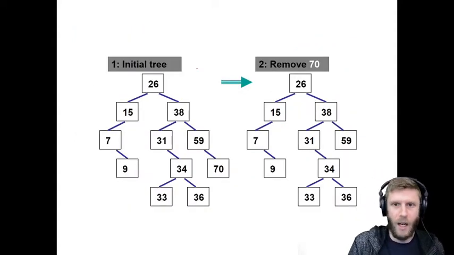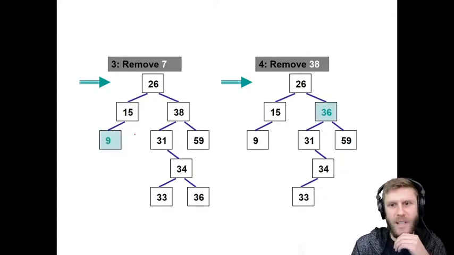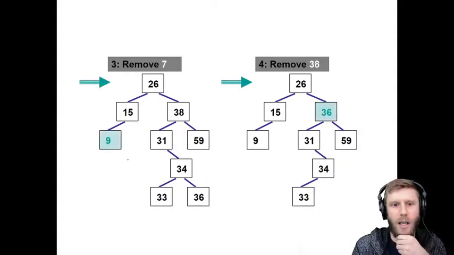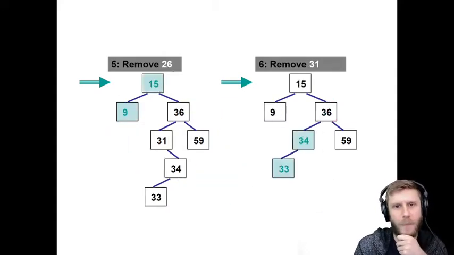So if we remove 70, well, that's easy. There, gone. Remove 7. Well, here was the 7. What are we going to do? If we remove 7, I guess 9 will have to be promoted. Remove 38. What are we going to do? It looks like one of the interesting ideas was to put 36 there. And if we do put 36 there, everyone's happy. Well, that's fun.